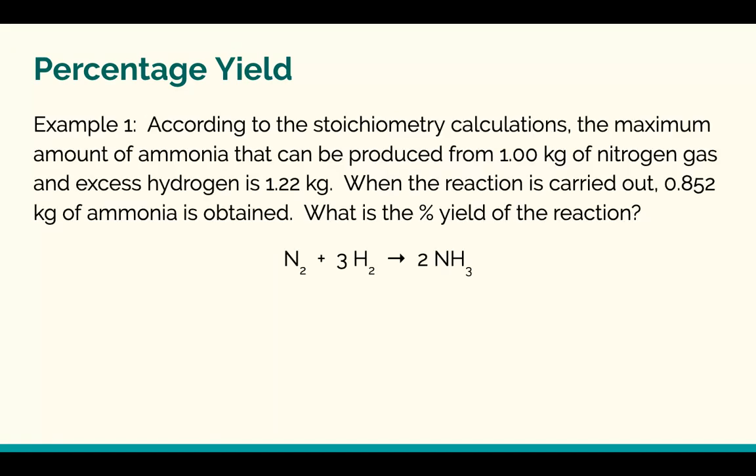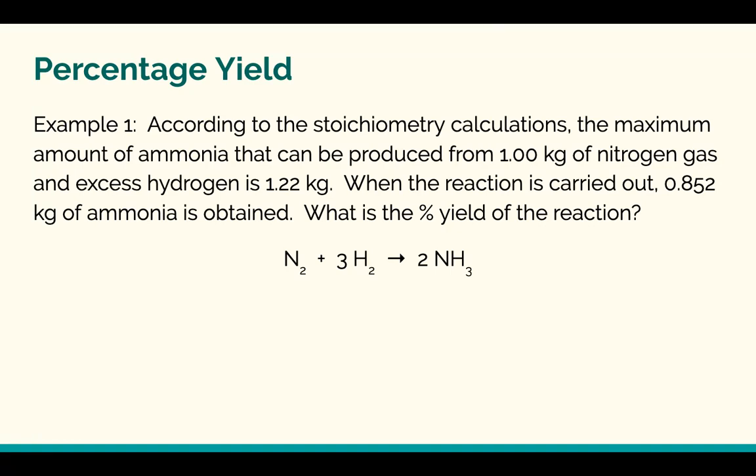So let's look at some examples. According to the stoichiometry calculations, the maximum amount of ammonia that can be produced from 1.00 kilograms of nitrogen gas reacting with excess hydrogen is 1.22 kilograms. When the reaction is carried out, 0.852 kilograms of ammonia is obtained. What is the percent yield of the reaction? And there's the reaction that's happening there.